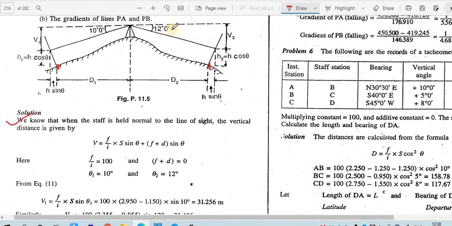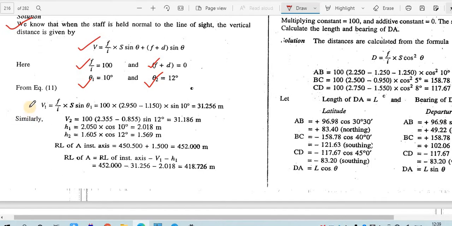We have the formula for line of sight inclined upward or downward, with the staff held normal to it. The formula for V is (f/i) S sin θ cos θ + (f + d) sin θ. f/i, as I've told you, is 100, f + d is 0, θ1 is 10 degrees, θ2 is 12 degrees. Based on that we have calculated V1, where S is the difference of readings, as 31.265, and V2 comes out to be 31.186.